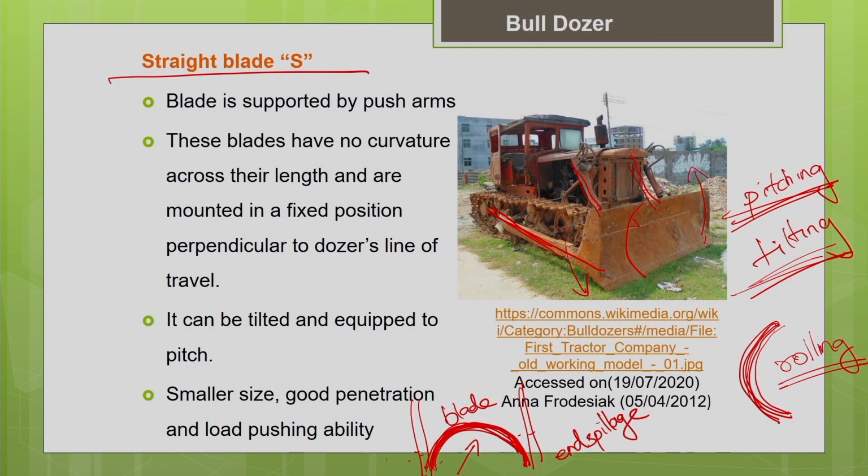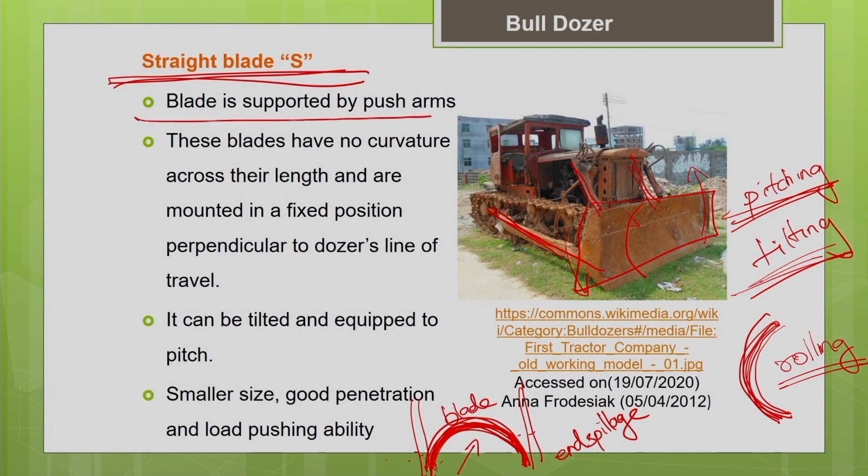Those blades are called U blades, that we are going to discuss later, but what I am trying to say here is, in the straight blade you do not have the curvature in the horizontal plane. Okay. So this blade is straight, that means it has a curvature only in the vertical plane, it does not have a curvature in the horizontal plane, and this blade is fixed perpendicular to the direction of travel, you cannot angle it to the left or right. Okay. This is what is to be noted.